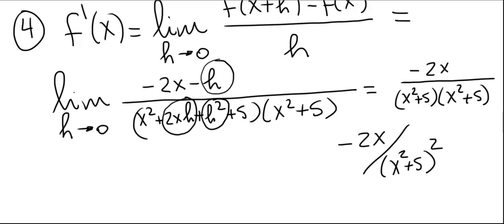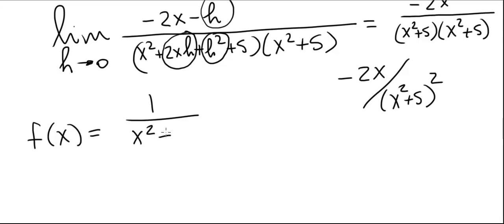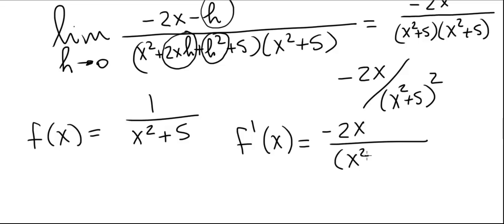And so to summarize, we started with a function f of x equals 1 divided by x squared plus 5, and using the definition of the derivative, we found that the derivative of this function is minus 2x divided by x squared plus 5 squared.